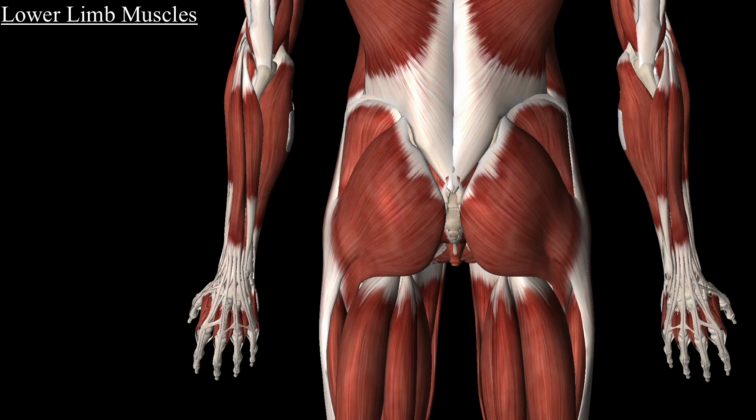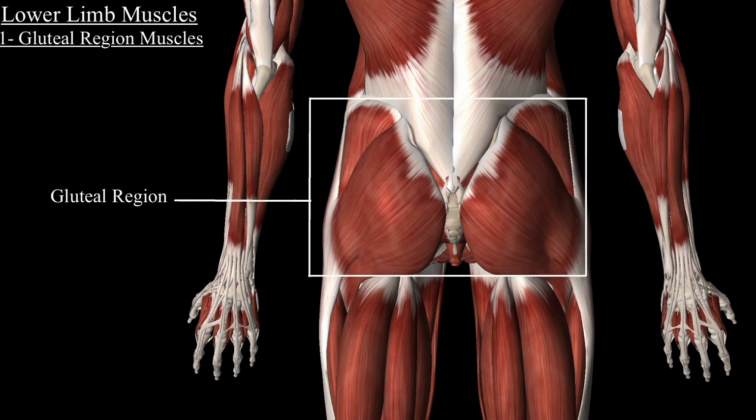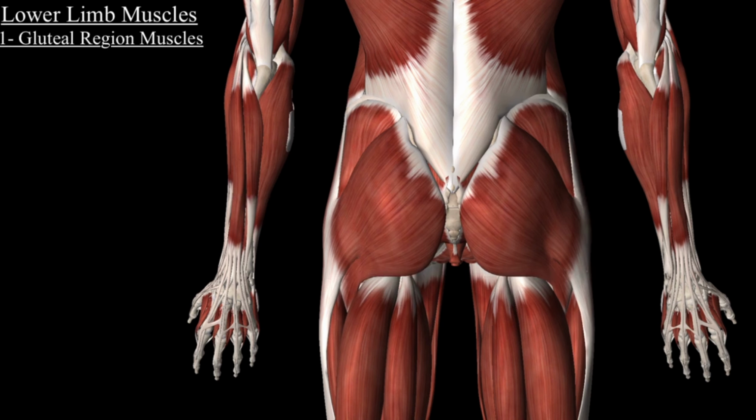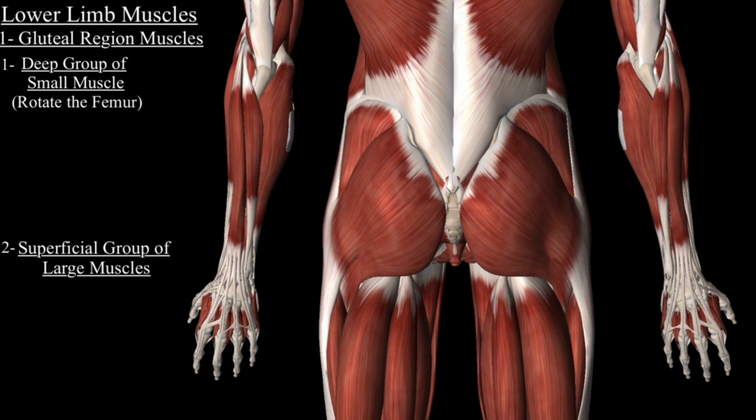First, we will discuss the muscles of the gluteal region. We divide the muscles of the gluteal region into two groups. Number 1, a deep group of small muscles which mainly rotate the femur at the hip joint. And it makes sense because small muscles cannot abduct or extend the femur. They can only rotate the femur. And number 2, a superficial group of large muscles which mainly abduct and extend the femur at the hip joint. Since these are the large muscles, they have the power to abduct.